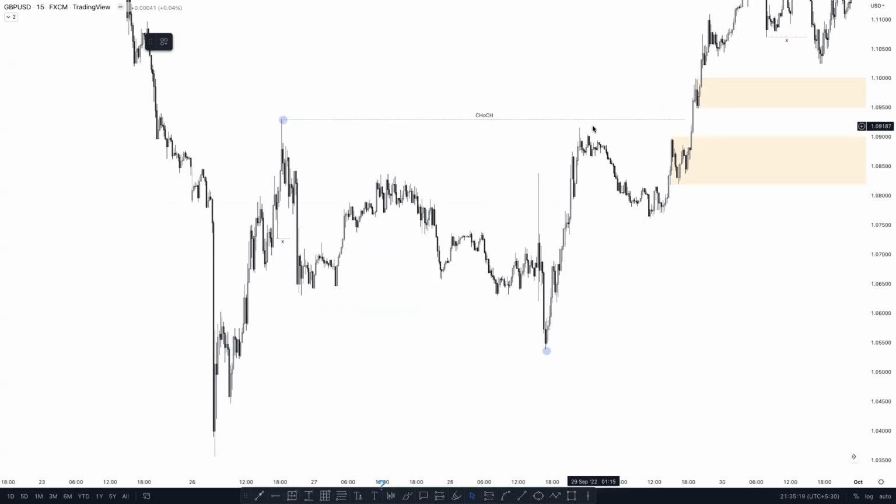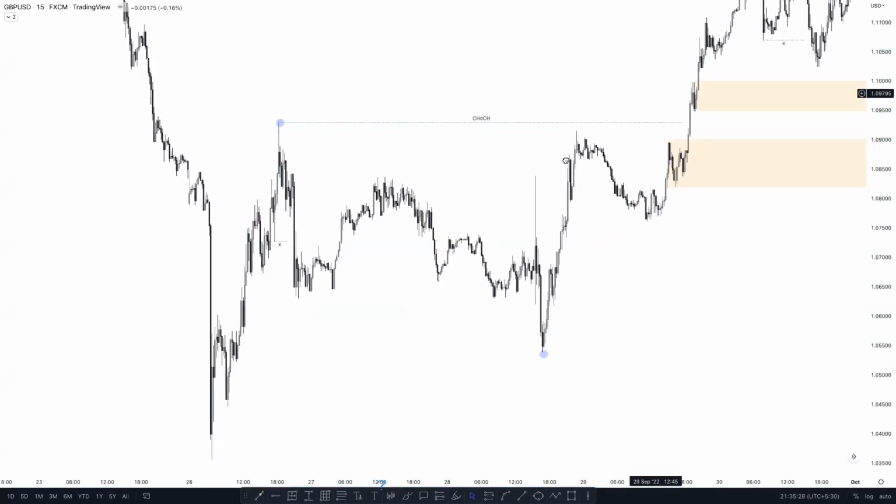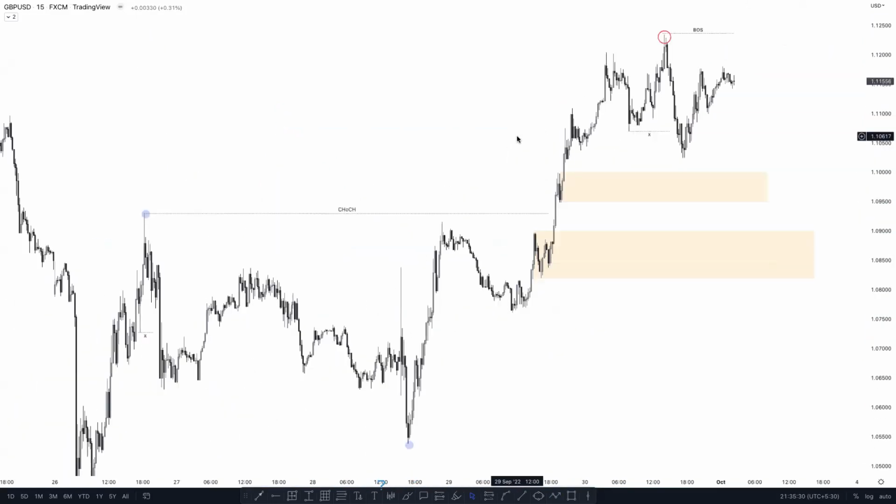Why did you choose that as a job? Because the break of structure is here. I'm talking about this high, this range, right? Like this. Okay.